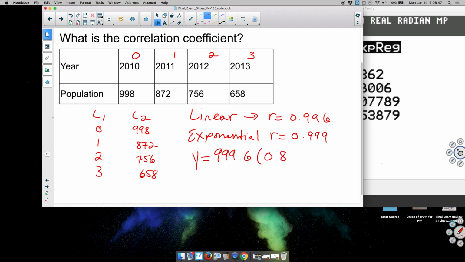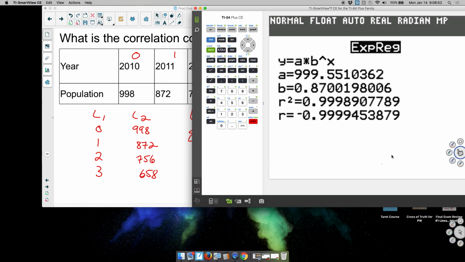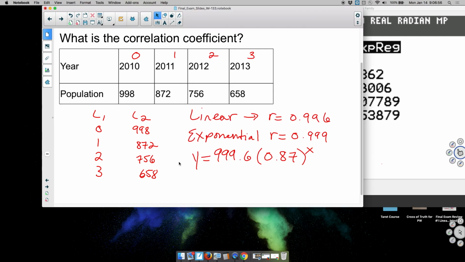Times 0.87 to the x power. 0.87, yep, to the x power. So we'll take that to be our function to match this situation.